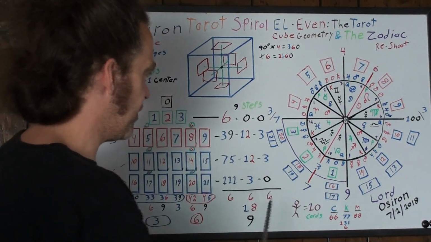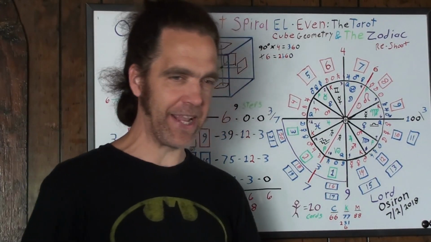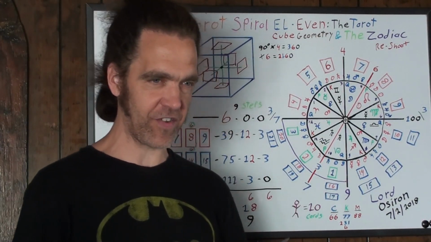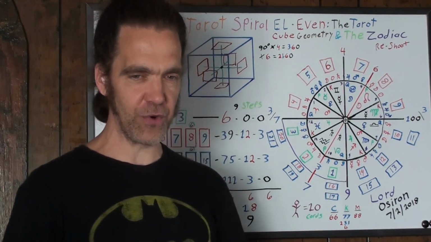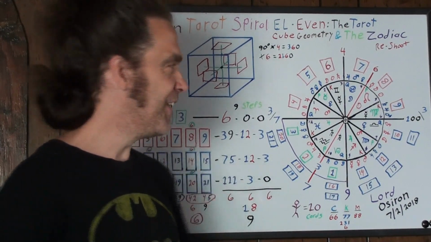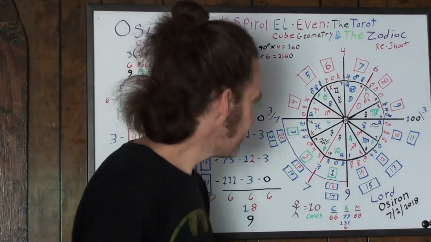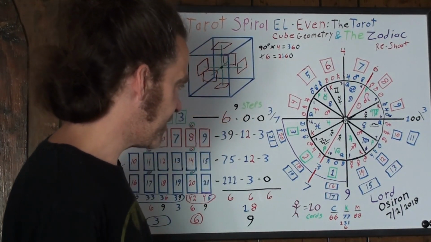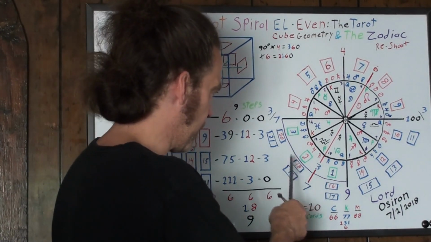The number correlations with the Osiron Tarot Spiral are just amazing. There's just so many little things. I mean, to sit here and pick it all apart would just be nauseating to listen to, you know what I mean? But there's a lot going on in here. And one of those aspects is what's really going on with the womb here.